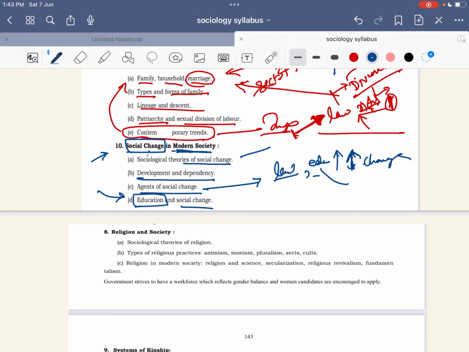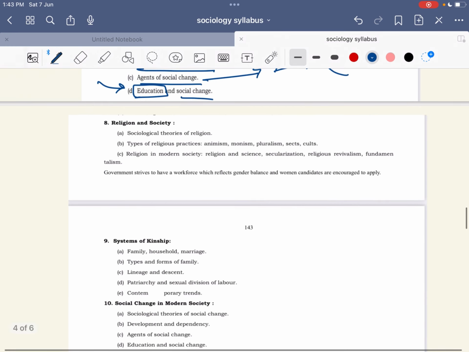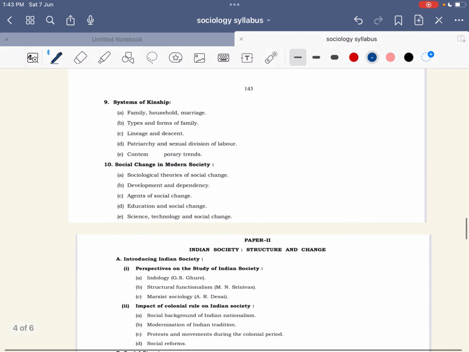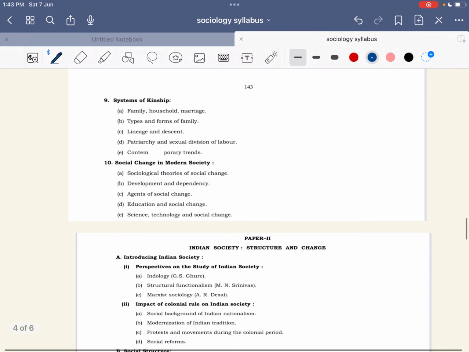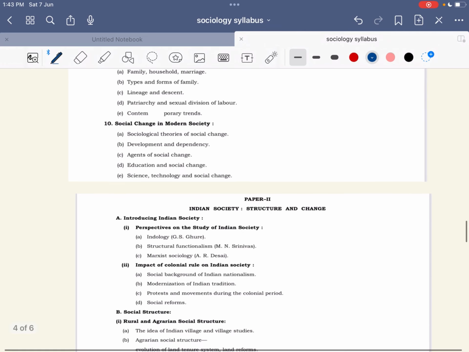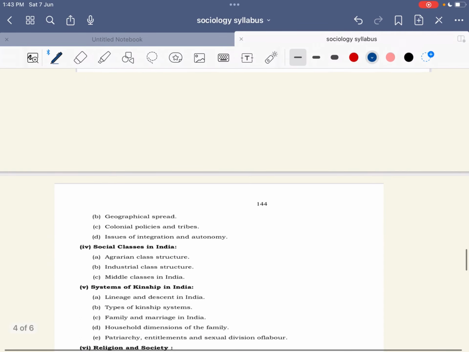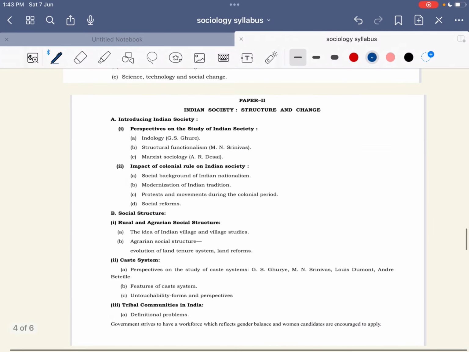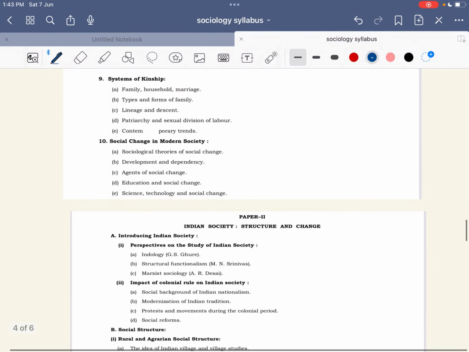And then there is social change, and then there is religion and the society. Then there are sociological theories of religion. That we have discussed it all. This was only.